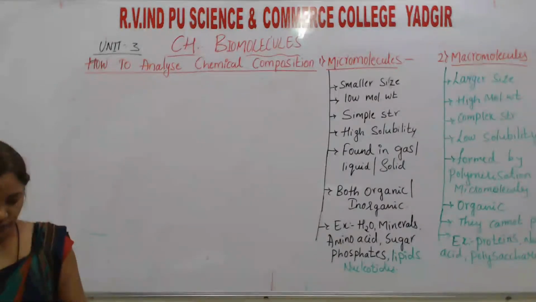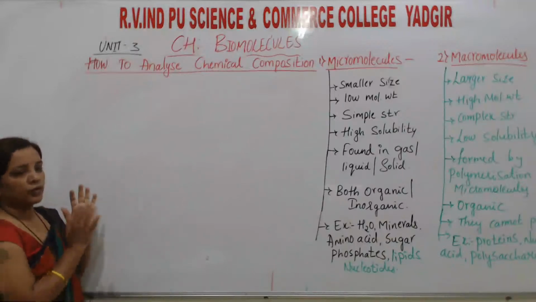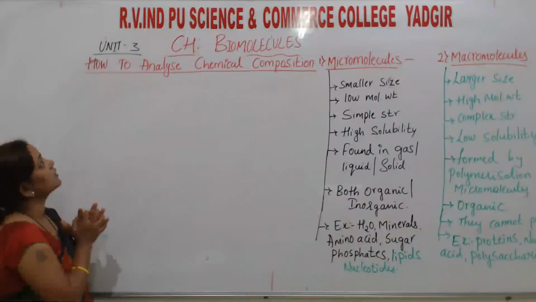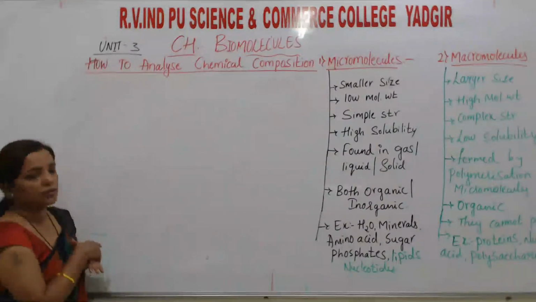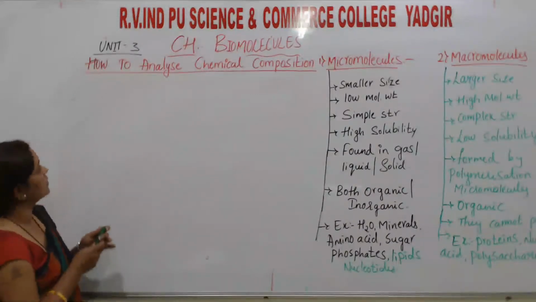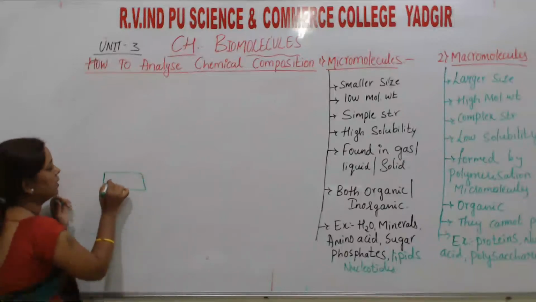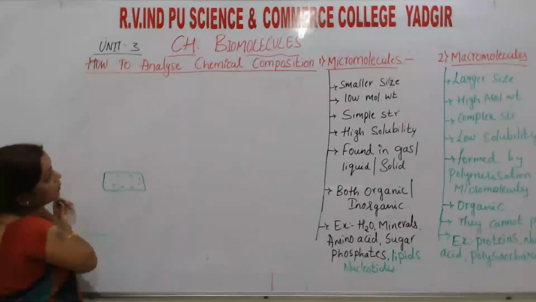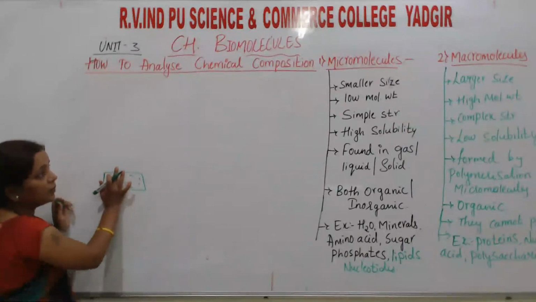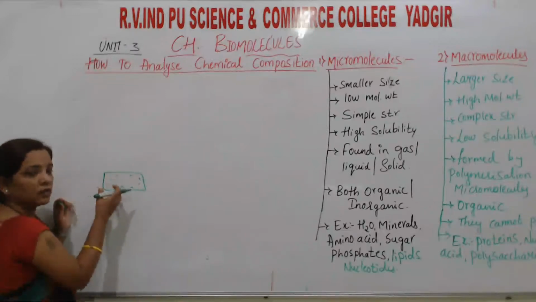Okay, so we have to analyze living tissues. One flowchart I will give you so that you can understand this topic: how to analyze chemical composition. Composition means if you take one cell, some chemical molecules are there. You have to tell what all chemical compositions are present. You have to analyze. You have to think.